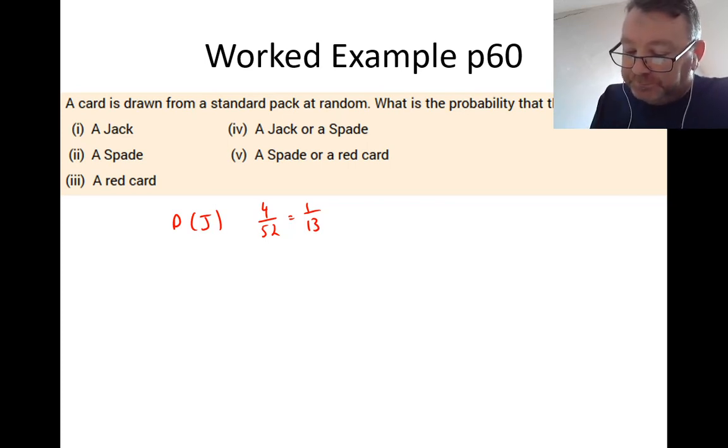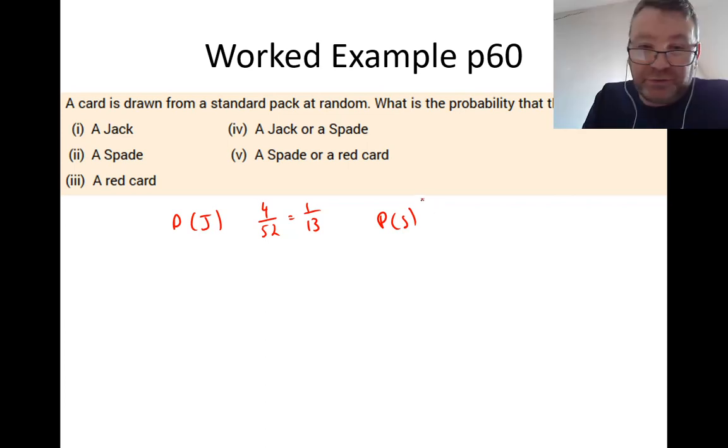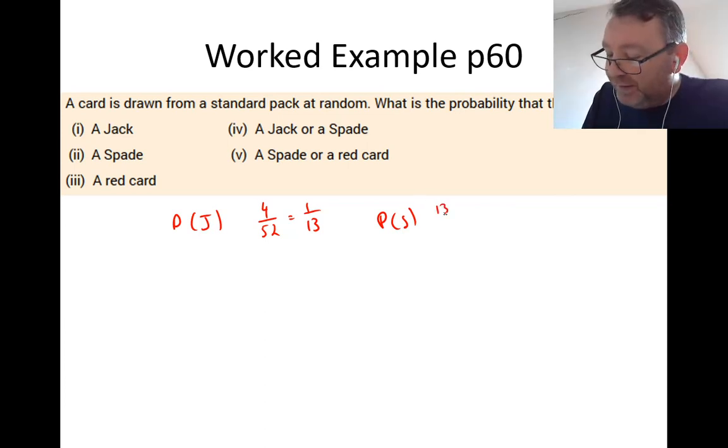Okay, part 2. What's the probability of getting a spade? Now again, what's a spade? A spade is a suit, okay? And there are 4 suits. So in every suit, there are 13 cards. So you can say this whichever way you want. That 13 out of the 52 would be all the spades, which works out as 1 over 4.